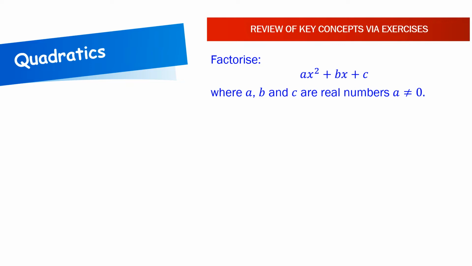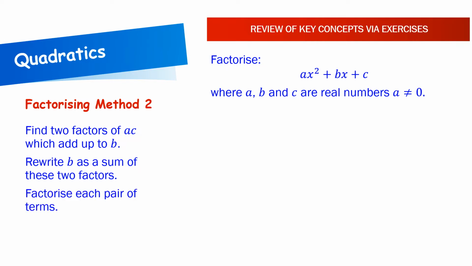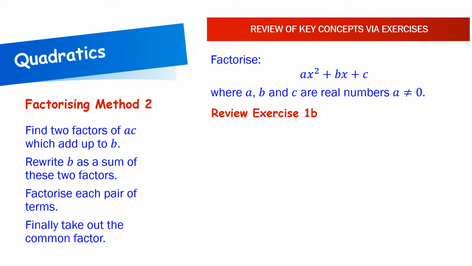We will now take a look at another factorizing method, and we will use it to solve exercise 1b. The first stage is to find two factors of ac in our quadratic ax squared plus bx plus c, which add up to b. Next, we rewrite b as a sum of these two factors, and then factorize each pair of terms, and finally take out the common factor. So let's solve review exercise 1b using this method.